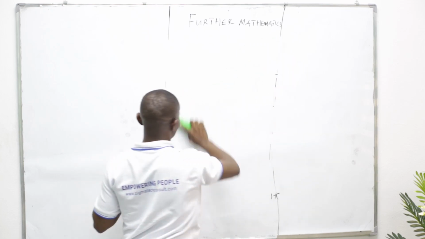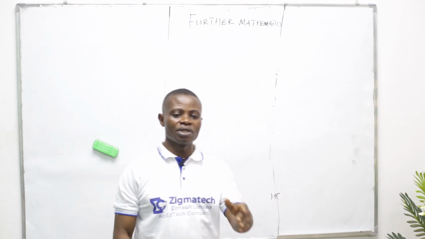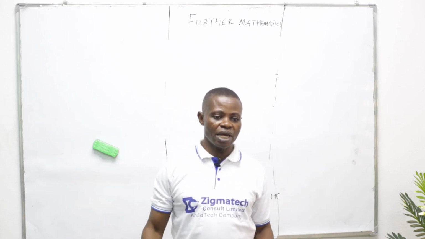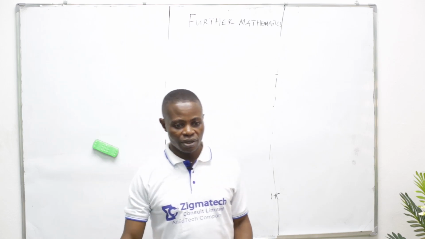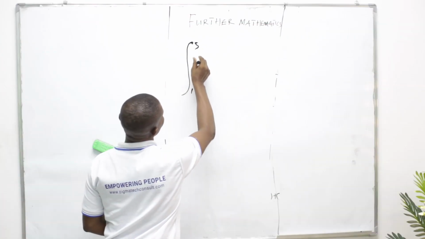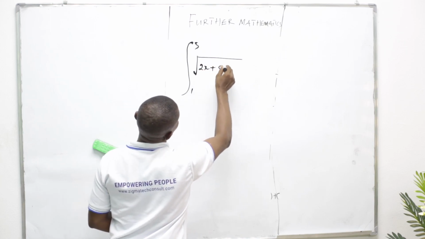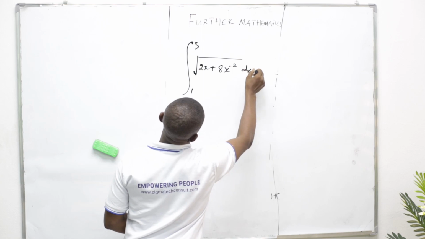This is the trapezoidal rule or trapezium rule. They say using the trapezium rule with ordinates x equals 1, 2, 3, 4, and 5, calculate correct to 2 decimal places an approximate value for the integral from 1 to 5 of (2x plus 8) raised to the power minus 2 dx.